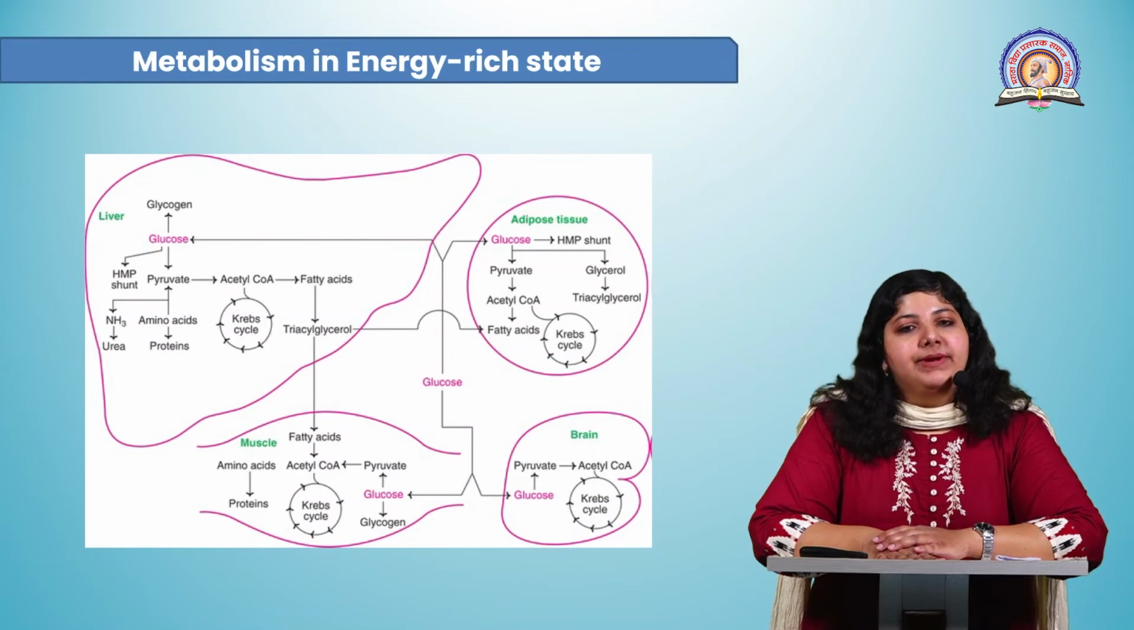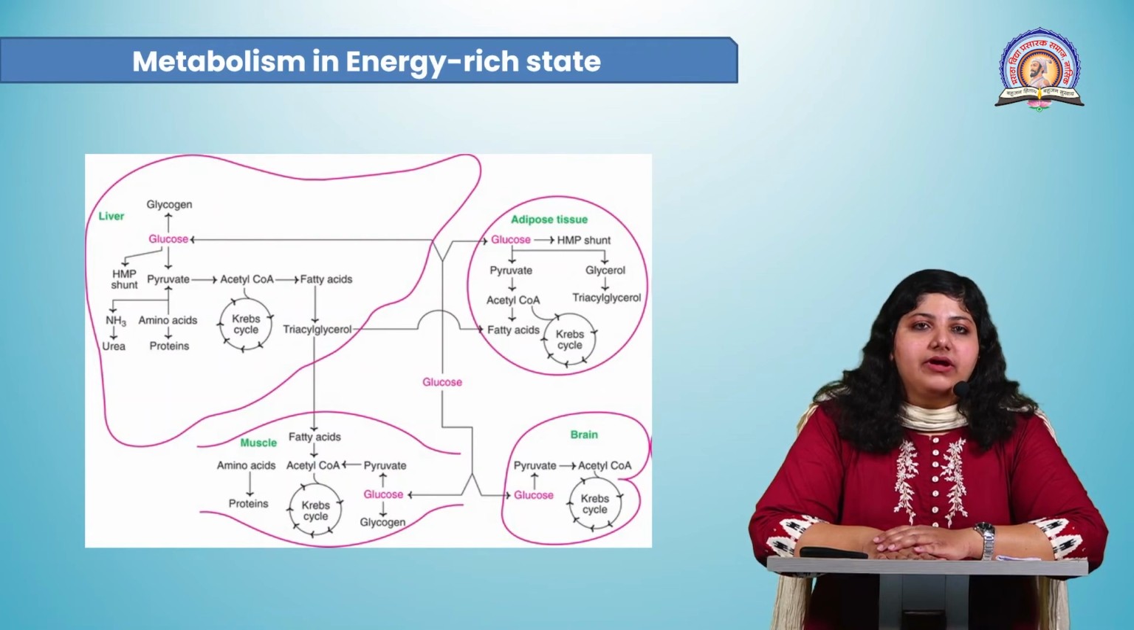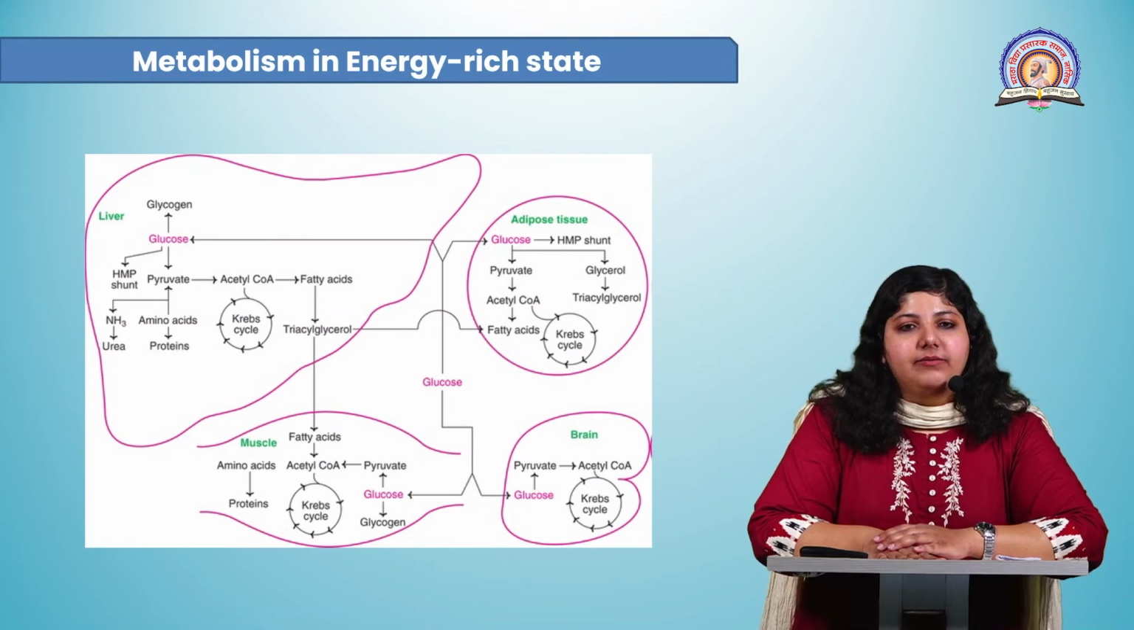Also, the brain only uses glucose, so you can also see there is uptake of glucose in the brain, and in the brain also, glucose is converted to pyruvate. Pyruvate is converted to acetyl CoA, and the Krebs cycle is operated in this manner.